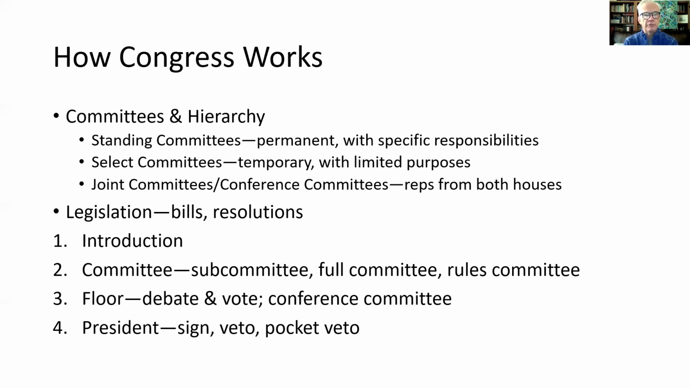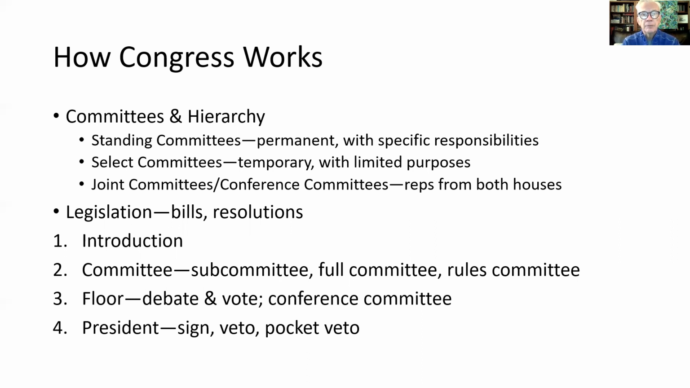which decides how this will proceed. Will it be voted on by the full House? Will it be done as a resolution? Will it be a spending bill? Whatever kind of thing. And then it's sent back to the Speaker or the President, and they then decide whether it comes to the House floor or the Senate floor.